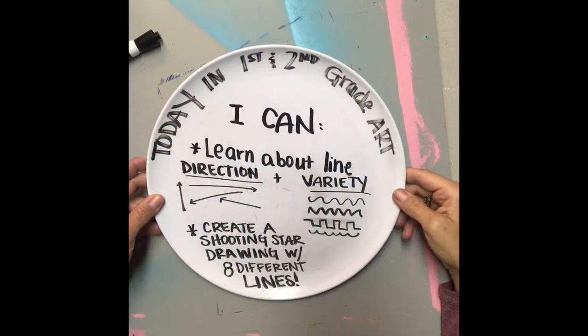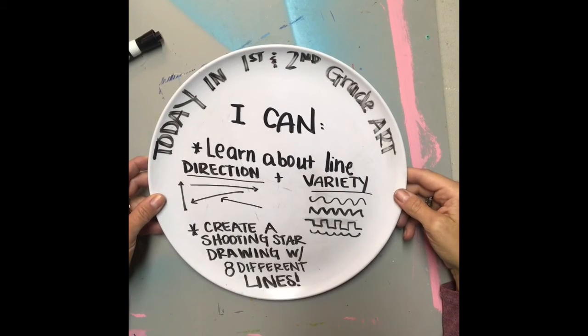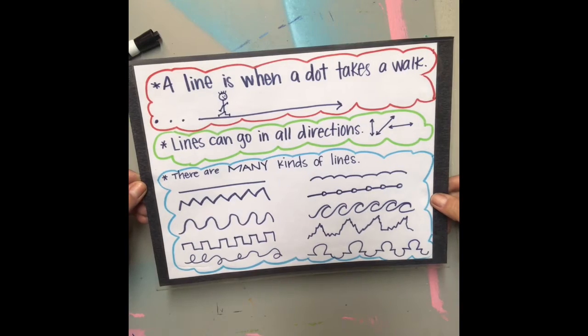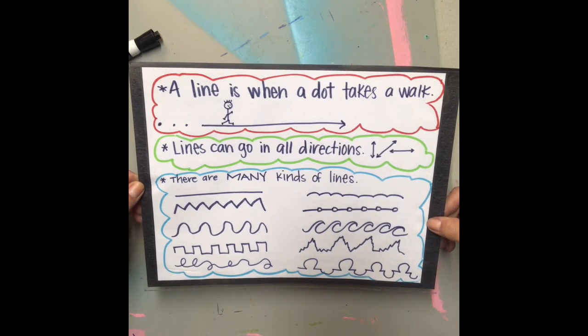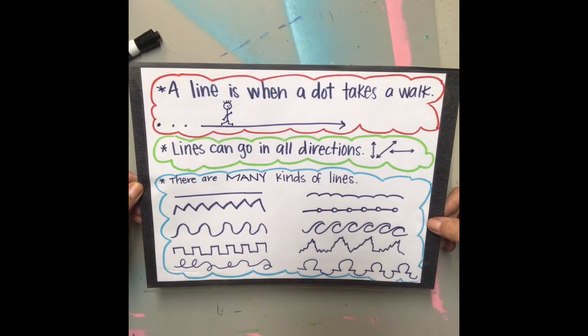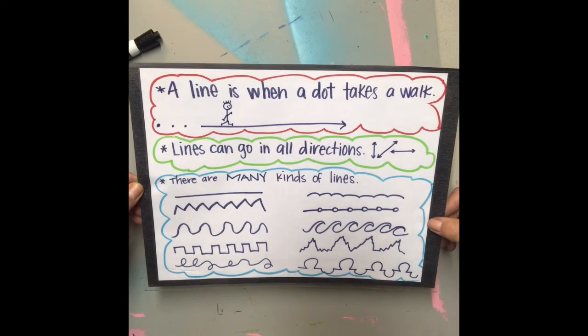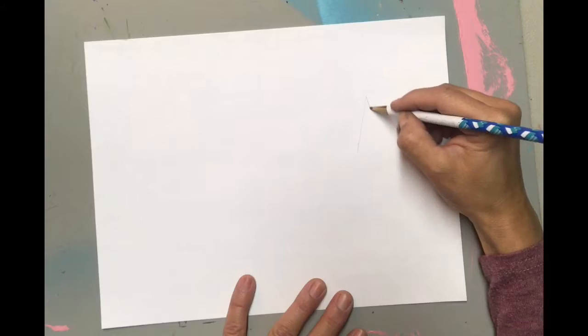Today in art, I can learn about line direction and variety, and I can create a shooting star with 8 different lines. Now, a line is when a dot takes a walk across the page, and it can go in any direction, and there are so many different line varieties. Let's see how many we can use.